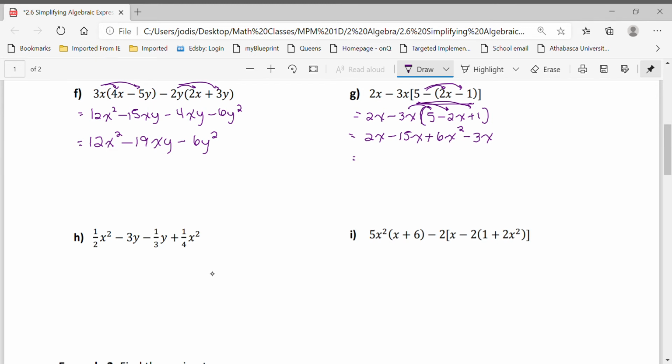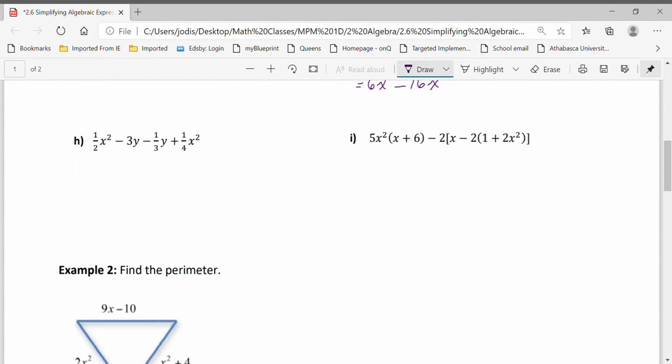So now we can get our like terms. There's only one x squared, so we're going to leave that first. And then we have a lot of x's. So plus 2x minus 15x minus 3x. So we're going to leave this 6x squared, and then we're going to figure out what all these x's are. So 2 minus 15 is negative 13, minus another 3 is negative 16x.